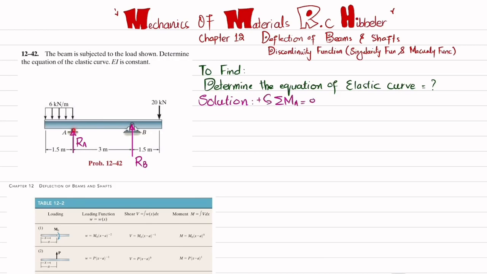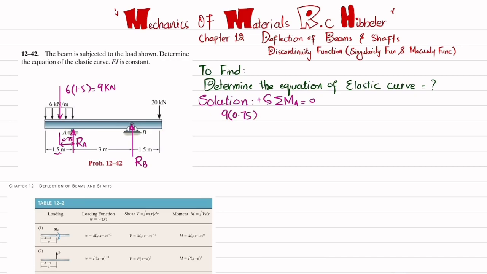About point A, the first moment will be produced due to this distributed load, and when this distributed load is converted into a point load, it will be 6 into 1.5, which is equal to 9 kilonewton, and it will act at a distance of half of 1.5, which is 0.75 meter. This is producing counterclockwise moment, so it will be positive. So I will write 9 into 0.75.